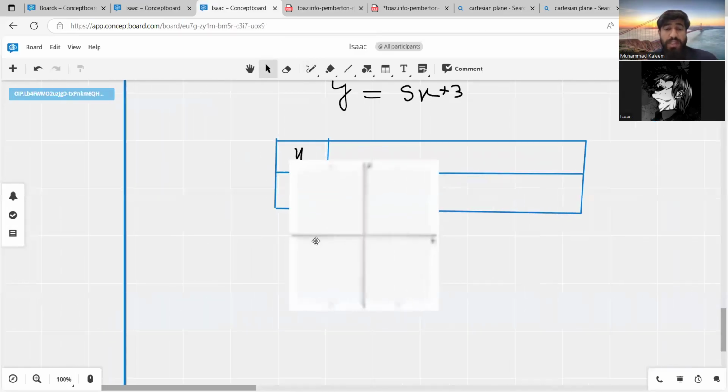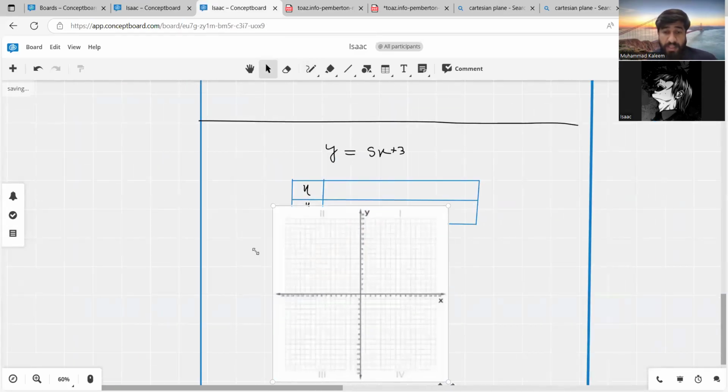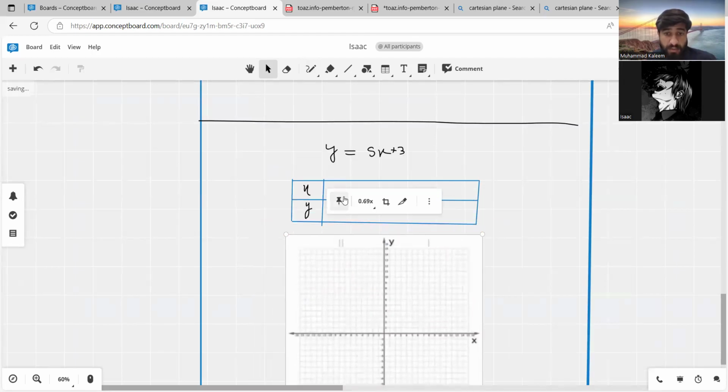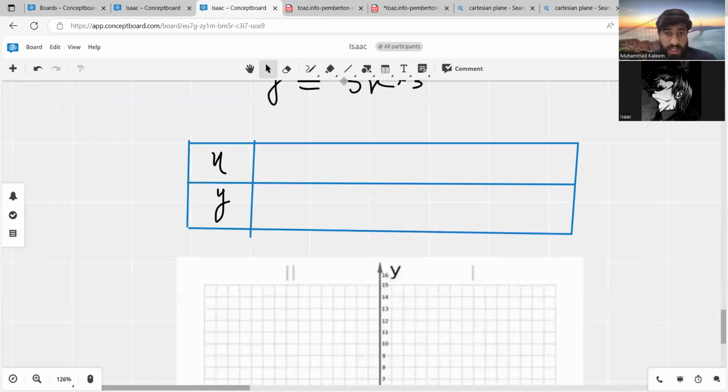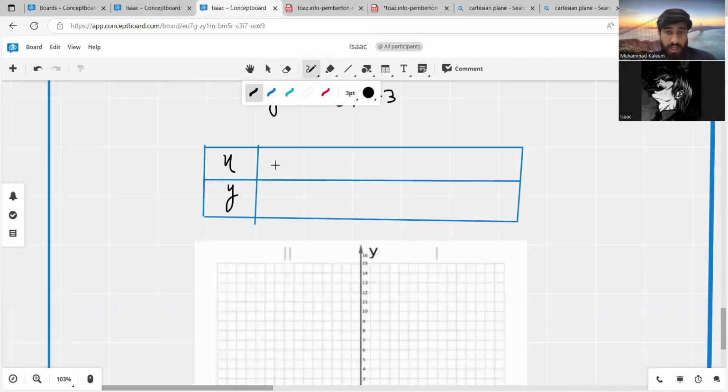We have to just take random values of x. For those random values of x, we will calculate the value of y from this equation. Like if I'm checking 0, if I replace x with 0 here, what will the value of y be? y will be 3. Am I right? They substitute x as 0.